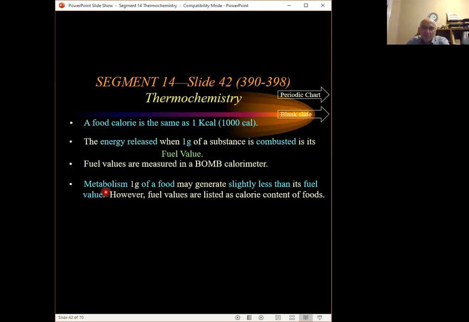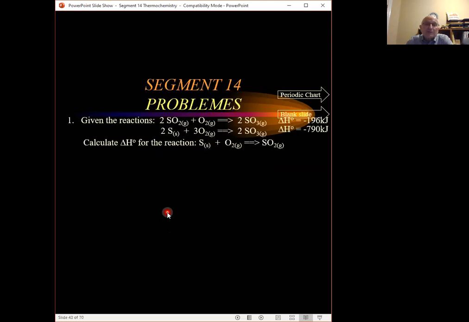Now, when you metabolize a gram of food, you get a little bit less than the fuel value. So that's a good thing. Whenever you read the number of calories in your candy bar, you're going to get a lot of calories, but it's probably going to be a little bit less than what they list as the calories on the side of the package, but not enough less to worry about, so not a big deal. Okay, let's look at some problems now.